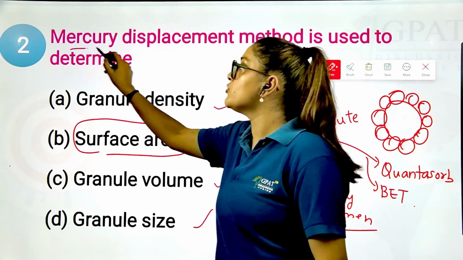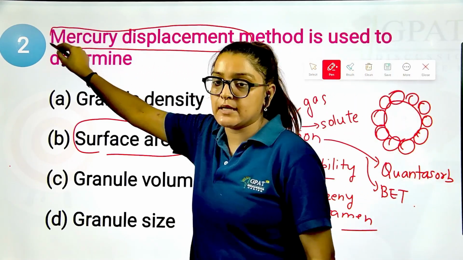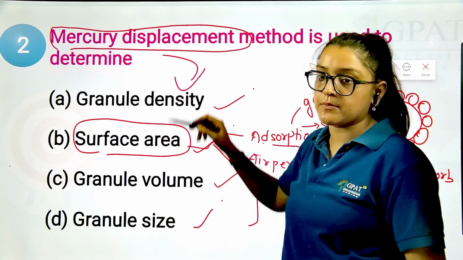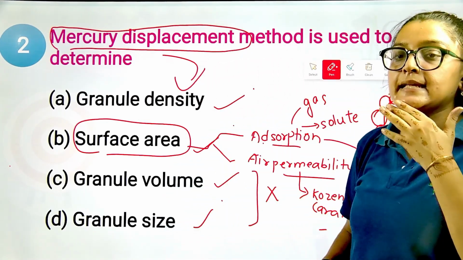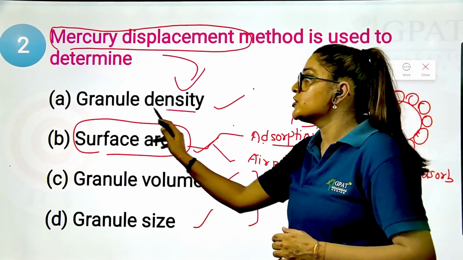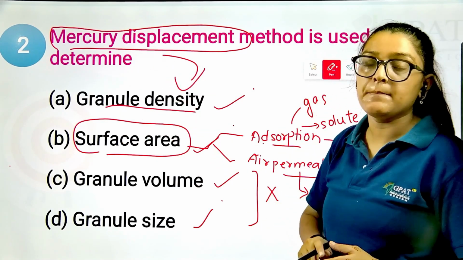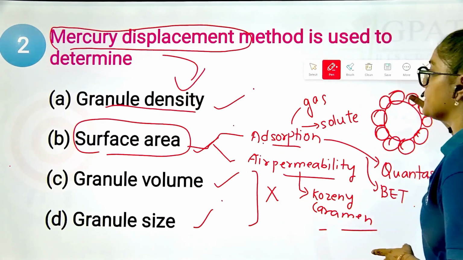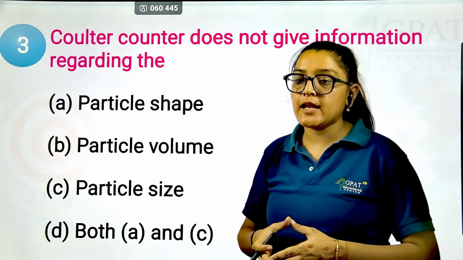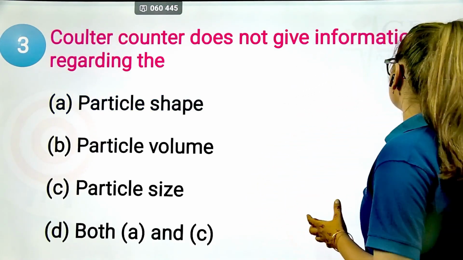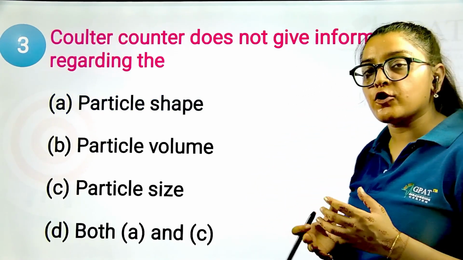So now we are only left with the mercury displacement method, which is used to determine the granular density, right? We have true density, bulk density and granular density. So granular density is determined using the mercury displacement method. Okay, option A is correct. Okay, now moving on. Coulter counter method does not give you the information regarding.